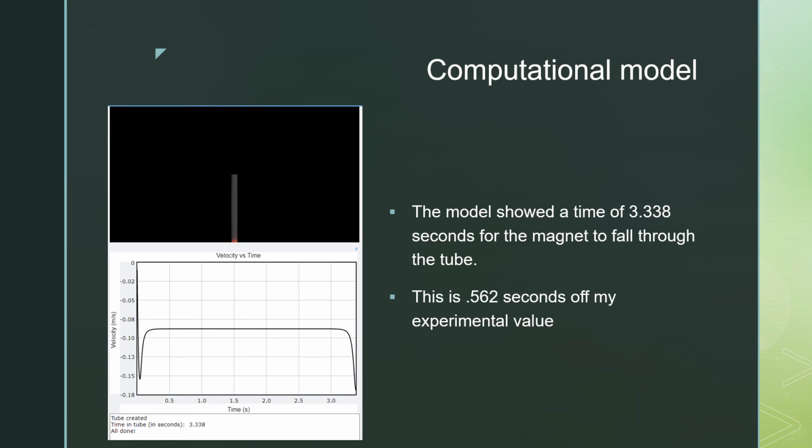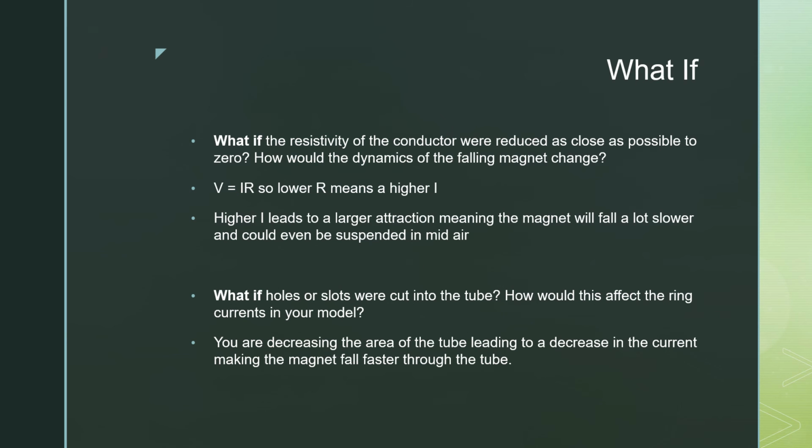And the last part of this lab was answering these what if questions. So for the first one, it asked, what if the resistivity of the conductor were reduced as close as possible to 0? How would the dynamics of the falling magnet change?